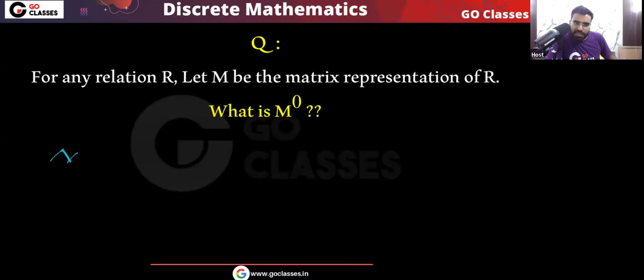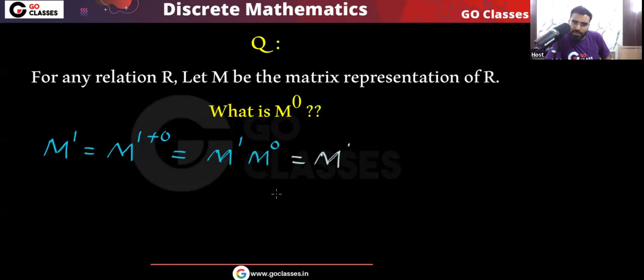Notice one thing: what is M power 1? M power 1 is the same as M. Can I write it as M power 1 plus 0, that is, M power 1 times M power 0? Just tell me a small point: M power 1 times M power 0 is the same as M power 1. So what should this M power 0 be?